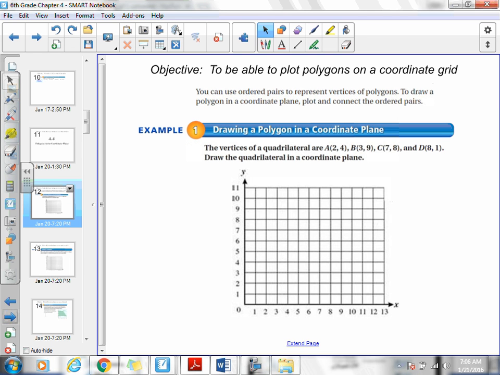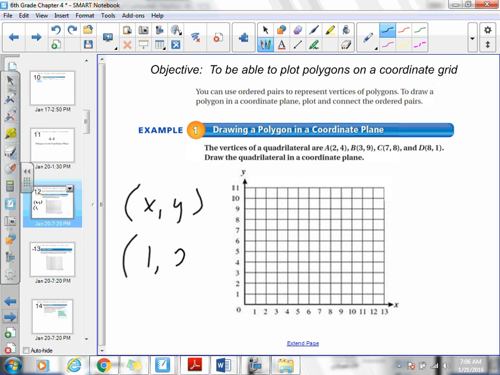When you get an ordered pair, you're going to be given an x number and a y number. So for example, if you get the ordered pair 1, 2, your x number is 1, your y is 2. Just like the alphabet, x comes before y. So in the ordered pair, the x coordinate comes before the y coordinate.